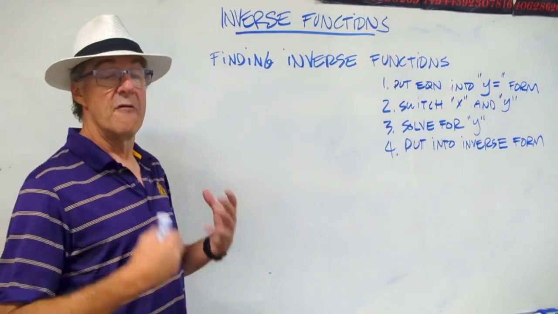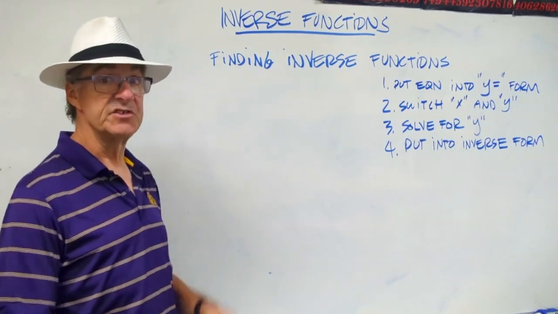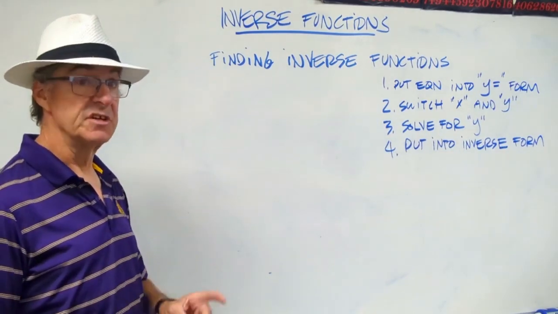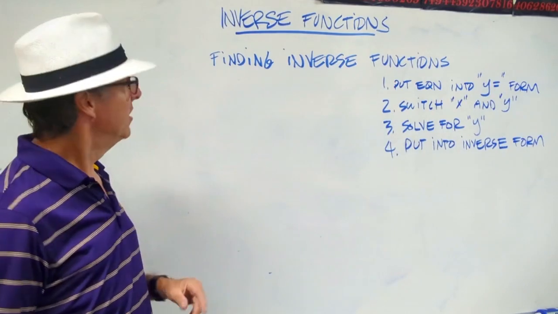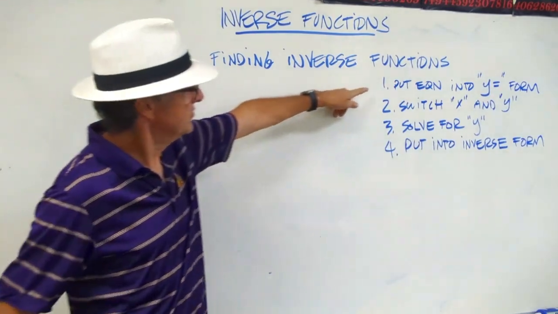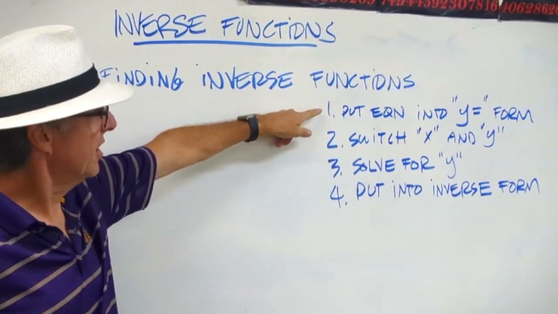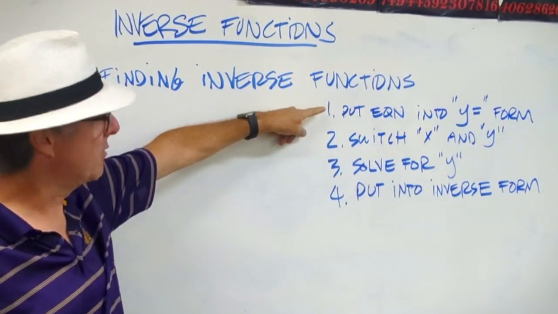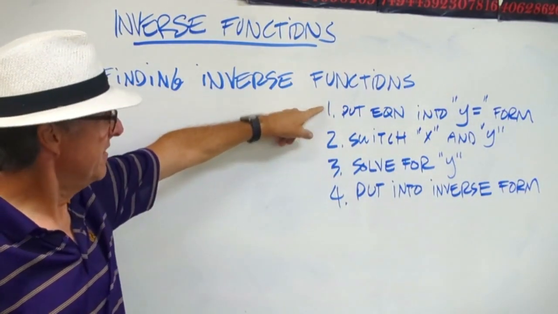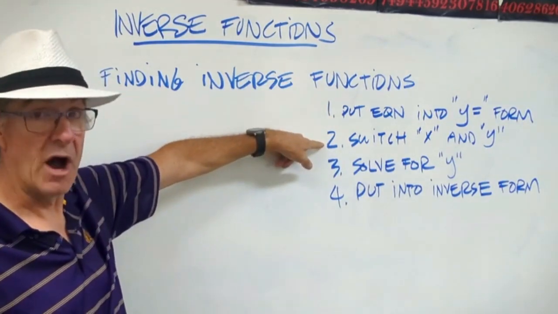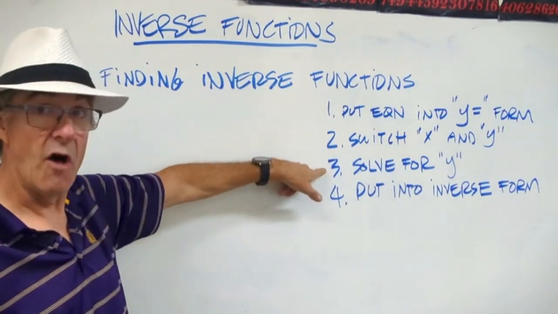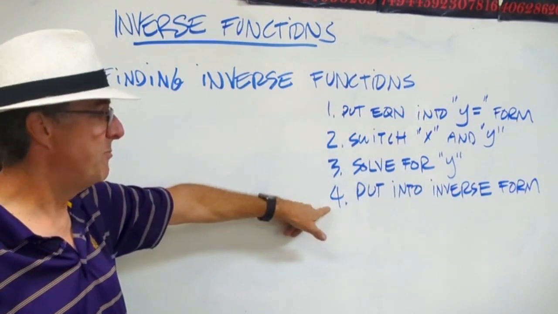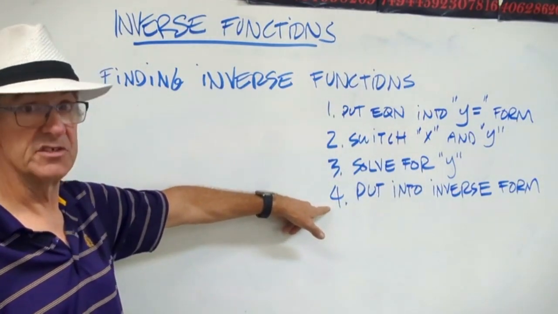Let's do some work finding inverse functions for given functions. So this is algebra heavy. What you're going to do is, I got 4 steps for you. You're going to put the function into y equals form. I'll show you this in a minute, but I want to go over the steps first. Then you switch your x and y's. Then you solve for y. Then you put it back into inverse form.